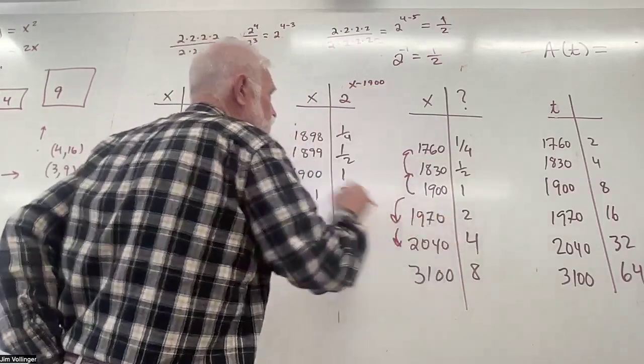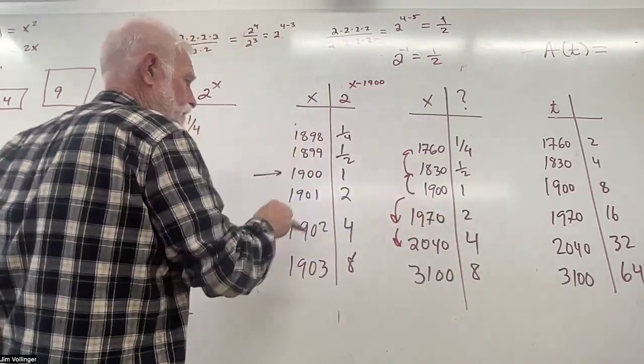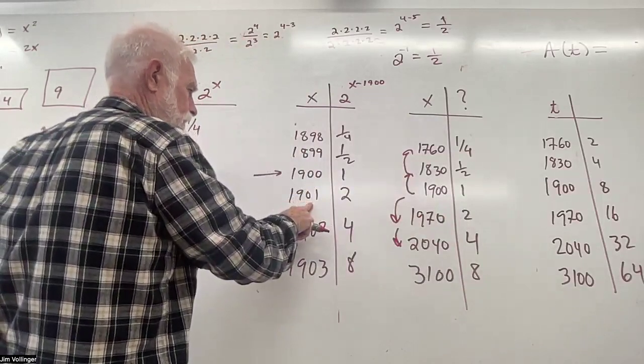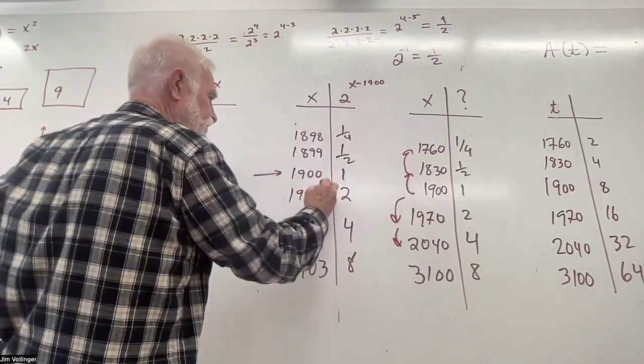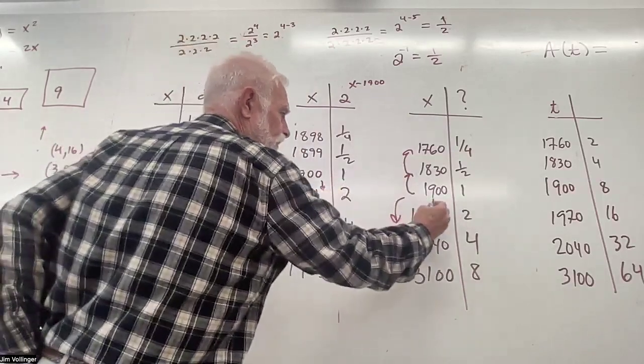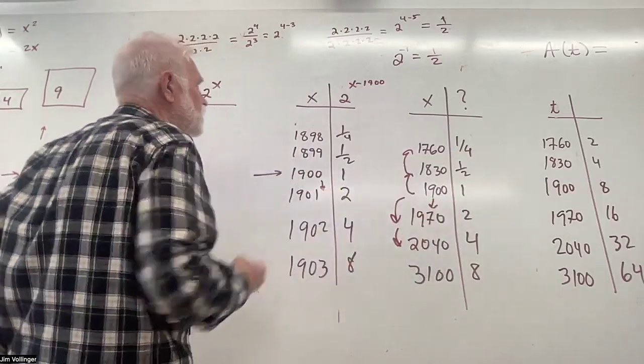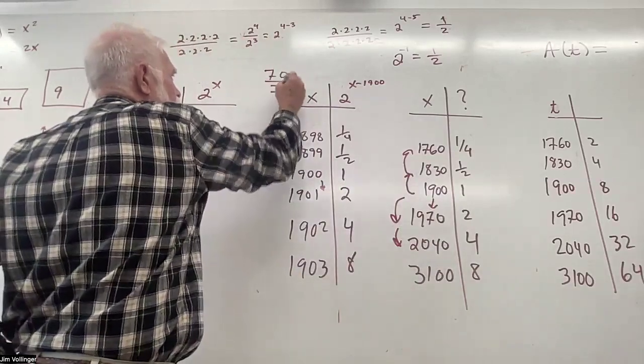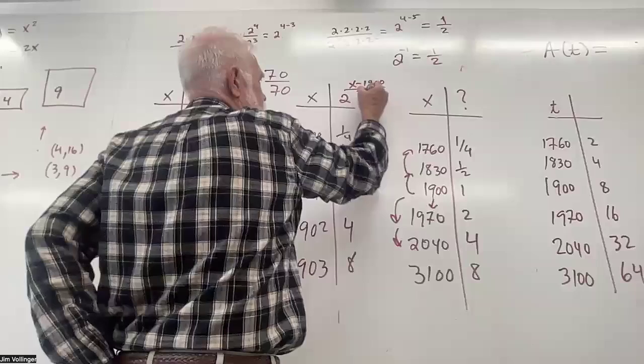I got to turn that into a 1, right? Yeah, because that's changing by 1. This is changing by 70. So how do I turn the number 70 into a 1? Geez, maybe I can do that. Let's try that.